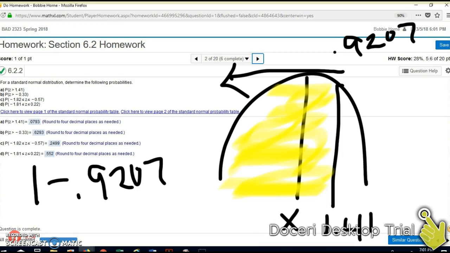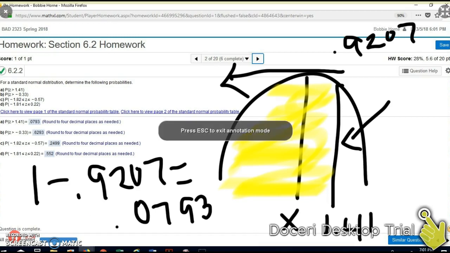This is the less than part. So if you want the greater than part, you want this side, right? Okay, well, we know they have to add up to 1. So 1 minus the other side would give you the answer. So you get 0.0793.